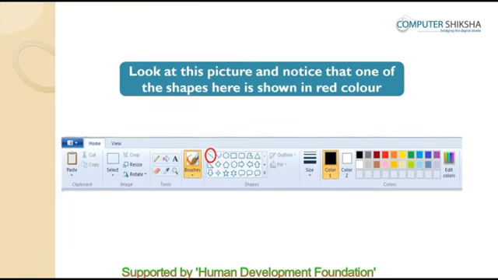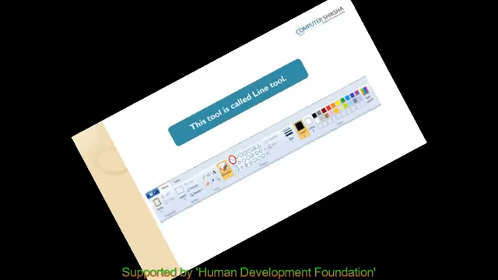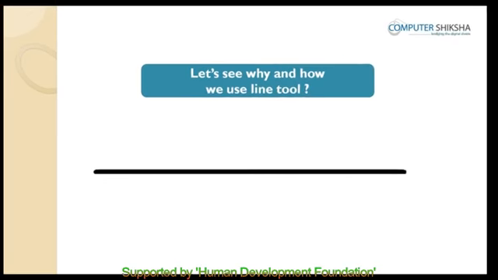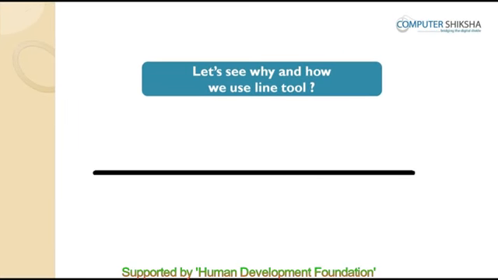Look at this picture and notice that one of the shapes here is shown in red color. This tool is called the line tool. Using MS Paint, if you want to draw a line, you will use the line tool. Moving on, let's see why and how do we need to use the line tool.